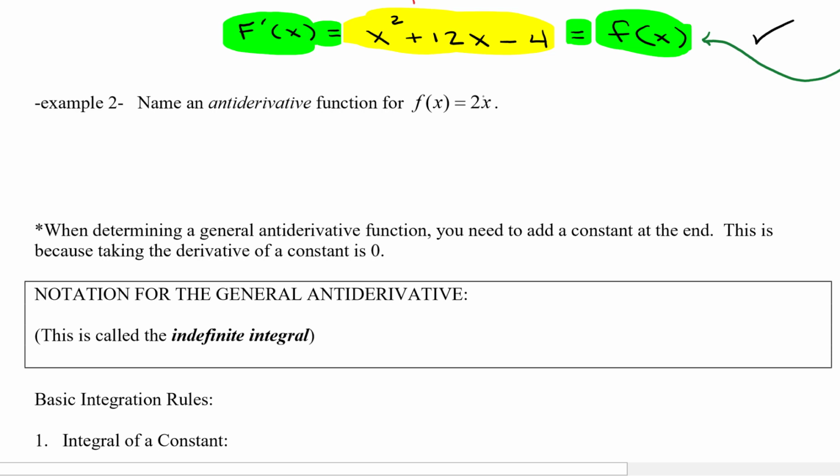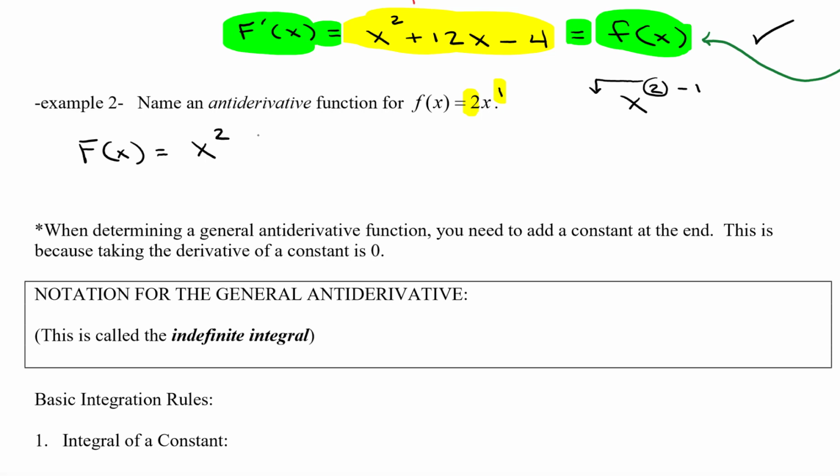Example 2. Name an antiderivative function for lowercase f of x equals 2x. I'm going to highlight the coefficient of 2, and I'm also going to write in our exponent of the x, which is a 1, and highlight that. We need to think of an expression that if I take the derivative of it, it will give me 2x. So how about x squared? Because if I take the derivative of x squared, the 2 comes out in front and gives me a coefficient of 2, and if I subtract 1 from 2, it gives me an exponent of 1. So a possible function would be uppercase F of x equals x squared. That's one possible antiderivative function.